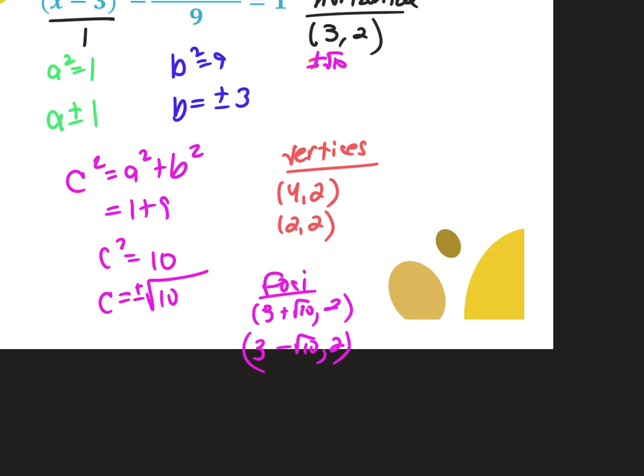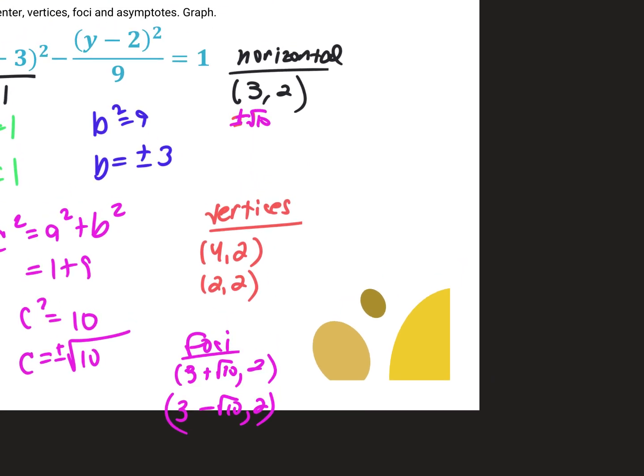Again, square root of 10 is a little bigger than 9, right? So 3 plus 3 would be 6. 3 minus 3 would be 0. So you have a kind of an approximation of where you'd be. But if you were going to draw yourself a picture, where's your center? Right 3, up 2. There's my center. So where are your vertices? At 4, 2 and at 2, 2. Kind of close together, no big deal. Your foci are going to be to the right and to the left, correct?